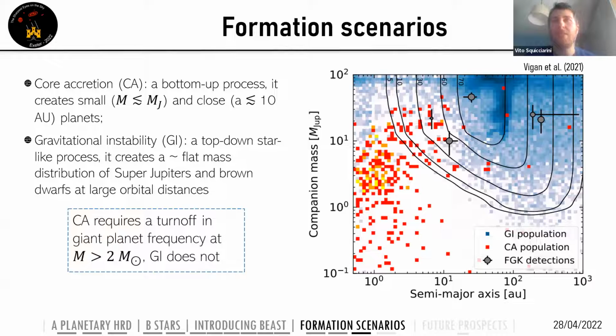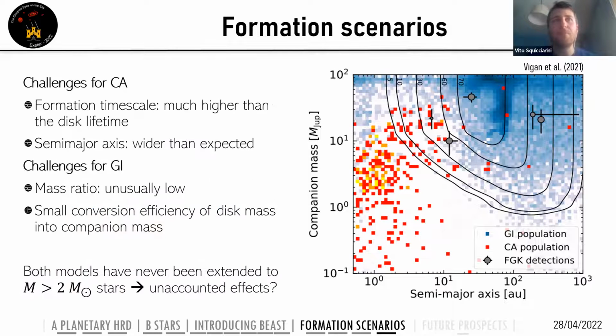And the key difference is in the occurrence of these planets, because co-accretion requires a turn-off, as the one observed in radial velocity studies at a mass higher than 2 solar masses, while gravitational instability is not dependent on mass, or only weakly dependent on mass. But there are challenges for both models.